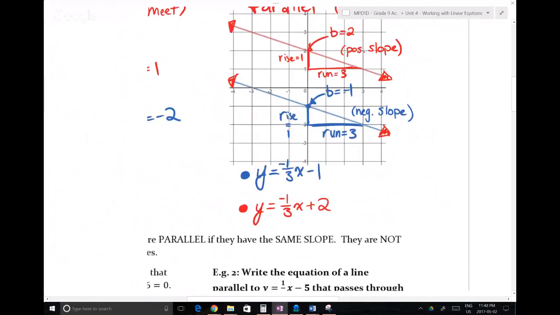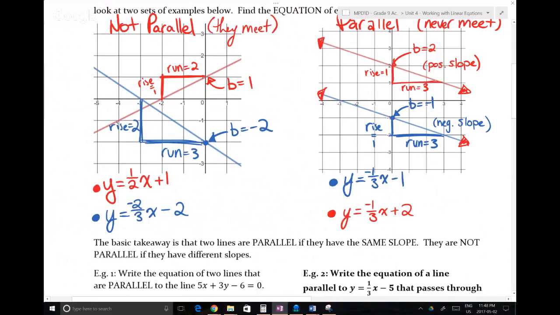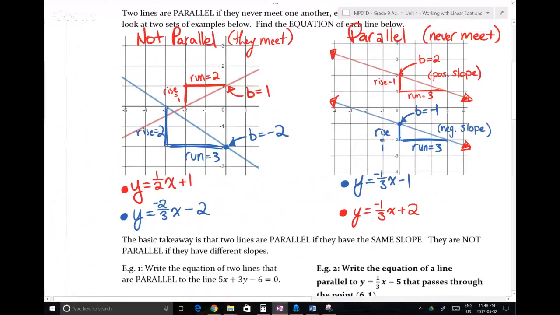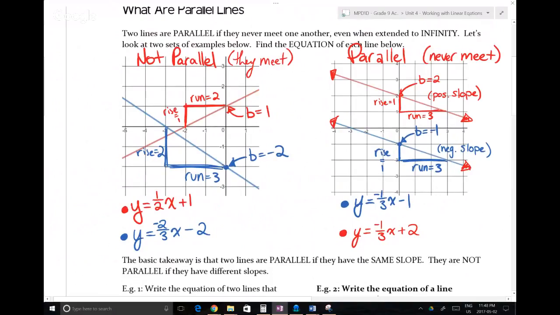I want you to take a minute and take a look and see if you can get a sense of what will make two lines parallel and what makes them not parallel. So pause this video for a minute and talk about it amongst yourselves. See what you can come up with.